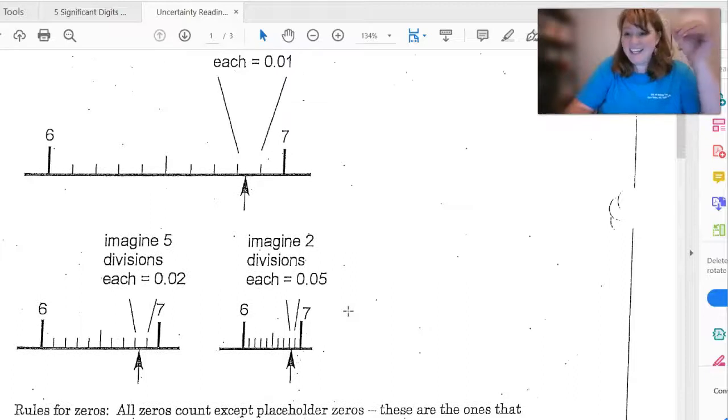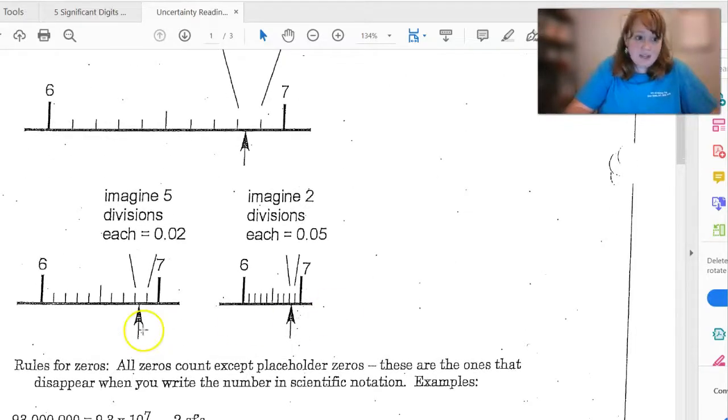Let's look at this one. That's if we imagine 10 divisions. Sometimes it might be easier to imagine 5 divisions or 2 divisions. In this case, if we were to imagine 5 divisions, we would say that that is 6.8 for certain, and then my uncertainty is going to be plus or minus 0.02. So I might say that's 6.84 plus or minus 0.02. It says that I'm very confident that it's that number plus or minus my uncertain value.